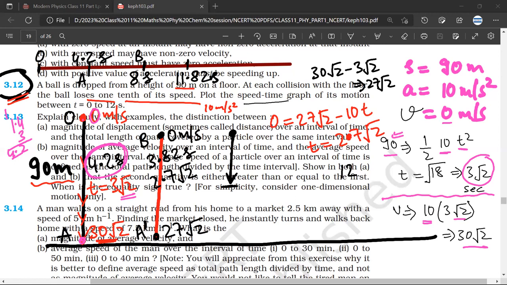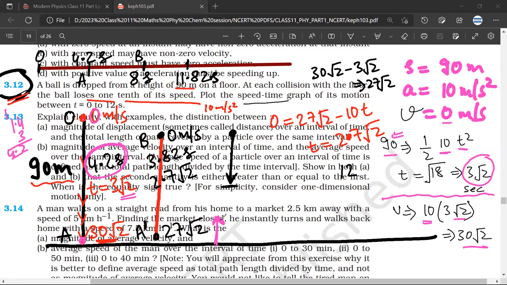And now the interesting thing comes that when it will start going back, it will lose 1/10 of its velocity. So 30 root 2, 1/10 is 3 root 2. So from 30 root 2, I have to subtract 3 root 2. So it will go back with 27 root 2. Avantika, are we clear? Yeah.